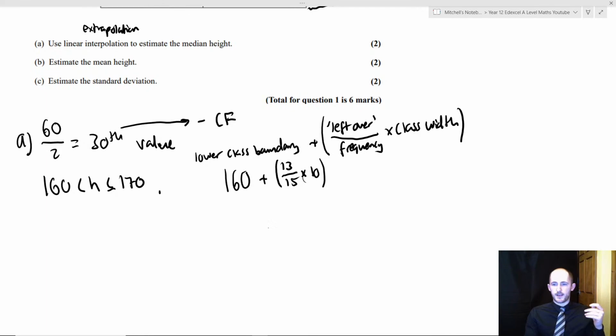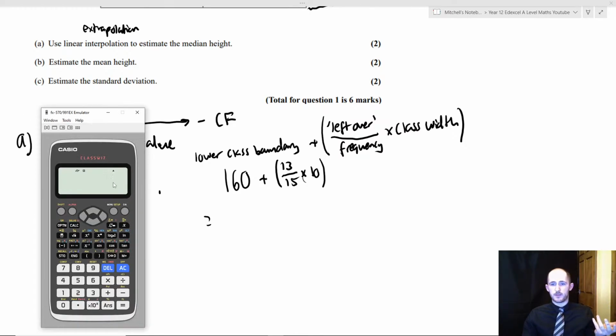And we can work that out. And again, you can use a calculator, of course. And we're going to give it to the nearest whole number because all of our data are to the nearest whole number. So we have 160 plus 13 over 15. Again, if you're not too sure about that, this is totally fine. We're going to do a few more questions and you should hopefully start seeing the pattern.